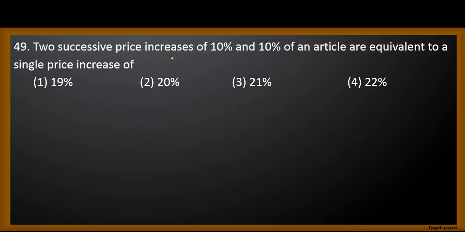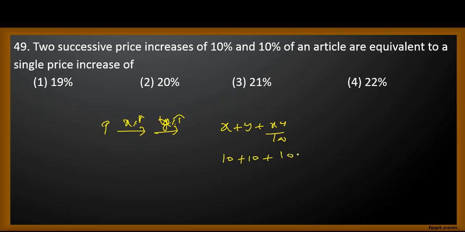Two successive price increases of 10% and 10% on an article are equivalent to a single price increase of, simple: if a value is increased by x percentage followed by y percentage, what is the overall increase? x plus y plus xy by 100. Here, given that x is equivalent to y equivalent to 10, so 10 plus 10 plus 10 into 10 by 100. So that equals 21%. Option 3 is the answer.